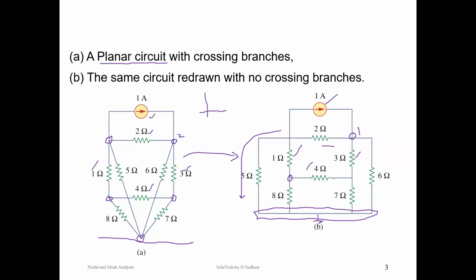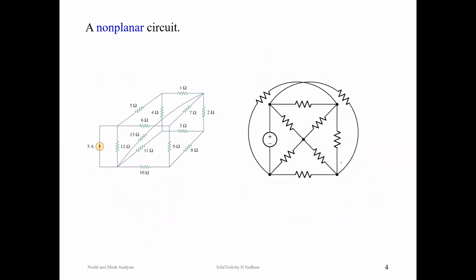Okay, so as you can see, now this is connected as a planar circuit. So we need to identify whether the given problem is a planar circuit or a non-planar circuit. Let us see an example of a non-planar circuit. A cuboid. Let us say across a cuboid you are connecting a 5 amps source. Definitely it will be a cube, or else you take any cube. Okay, what is it going to have?